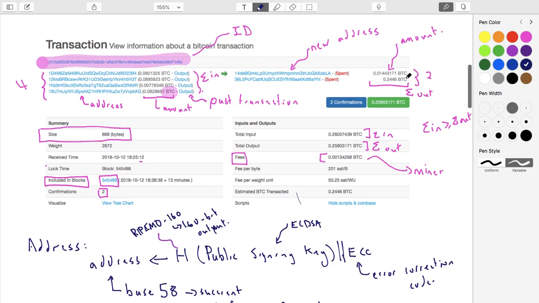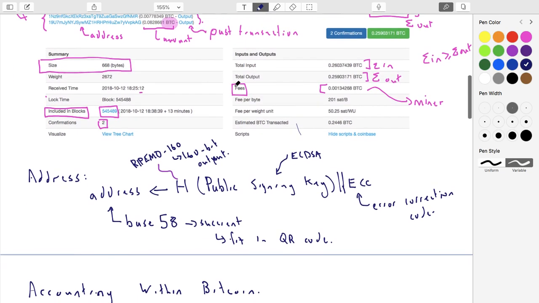This is probably the main payment, and then this would be the change. It's a smaller number, and it's kind of a messy number in terms of number of decimal places. So it's most likely the change that's going back to the original person. Okay.